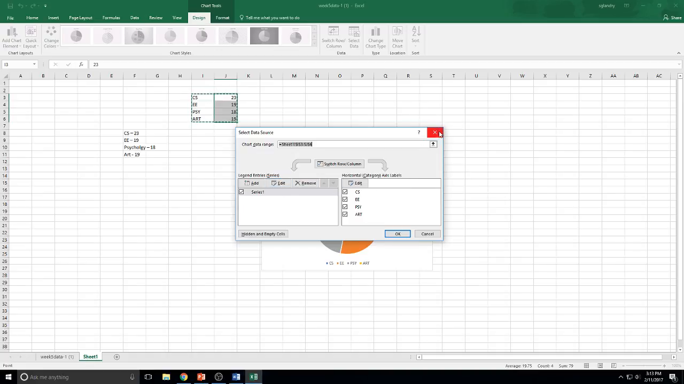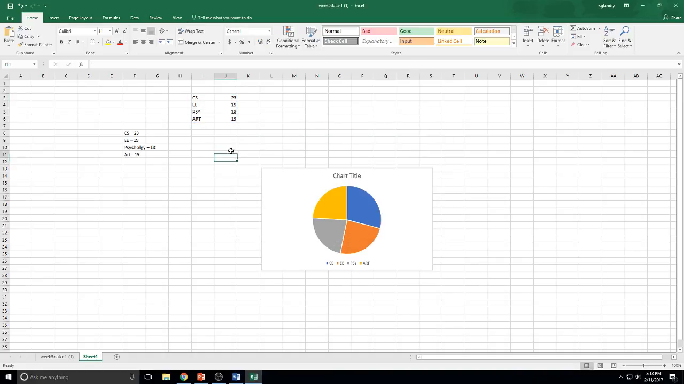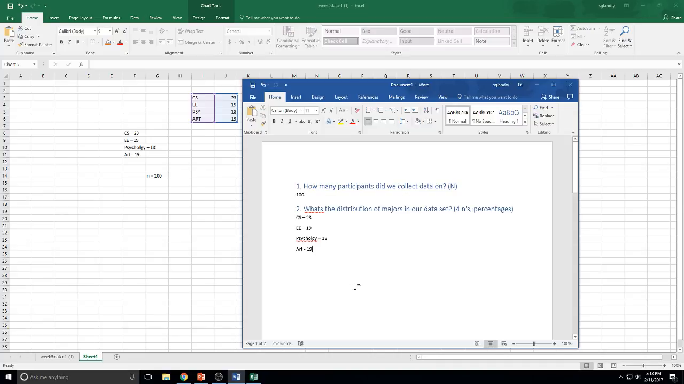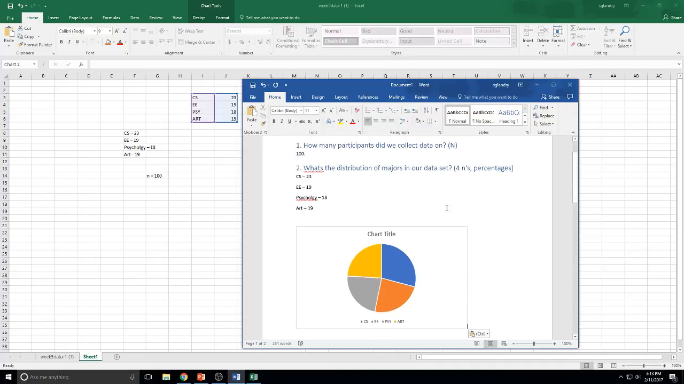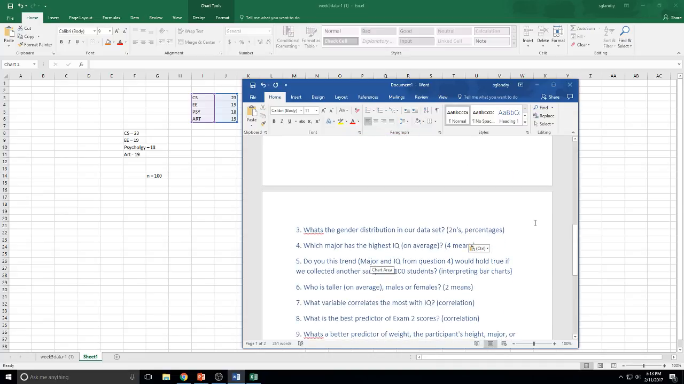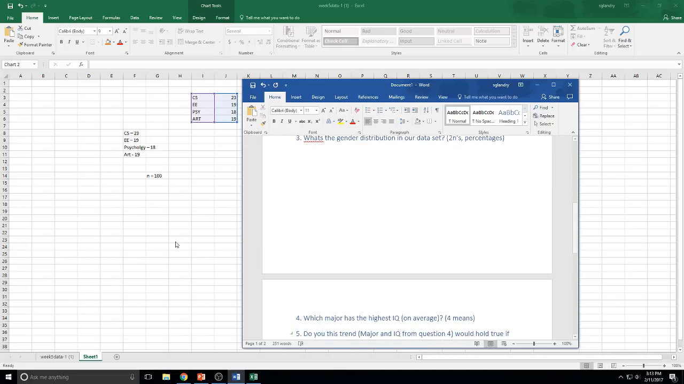If I wanted to get the percentage, well, I know my n is 100, and so I would just have to do 23 divided by 100, which equals 23%. Boom, it's pretty easy. So if I wanted to directly label these things, I could. But I won't. Alright, done. Alright, what's the gender distribution in our data set?